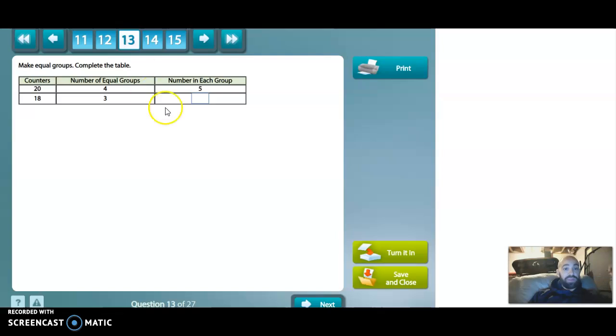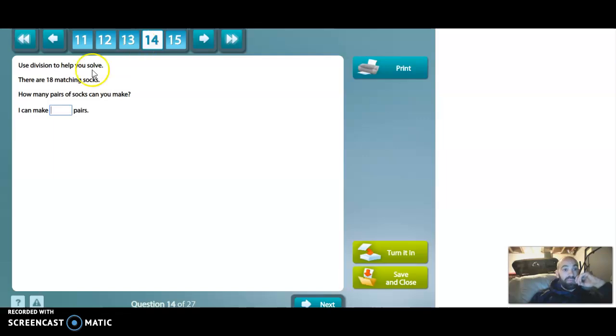Make equal groups. Complete the table. 20 counters, 4 equal groups, there would be 5 in each group. If there were 18 counters divided into 3 groups, how many would it be? So you're really saying 18 divided by 3 is what? Use division to help you solve. There are 18 matching socks. How many pairs of socks can you make? Think about how many are in a pair. 18 matching socks. How many pairs can you make?